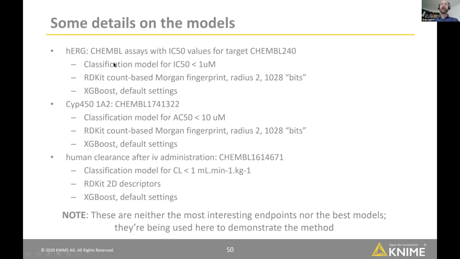The models, I'm not going to share as part of this workflow. We're not going to talk in detail about the models. I'm happy to share the workflows that I use to build these if you want, but these are the details of what I did. For HERG and the CYP model, these are both built using XGBoost with an RDKit count-based Morgan fingerprint. And then for the clearance model, it's also XGBoost, but it's using the RDKit 2D descriptors.